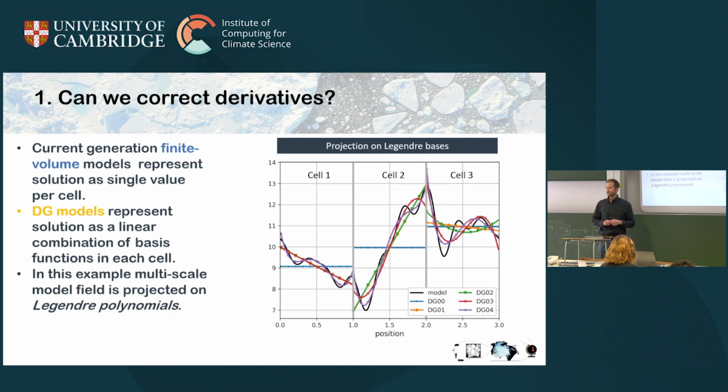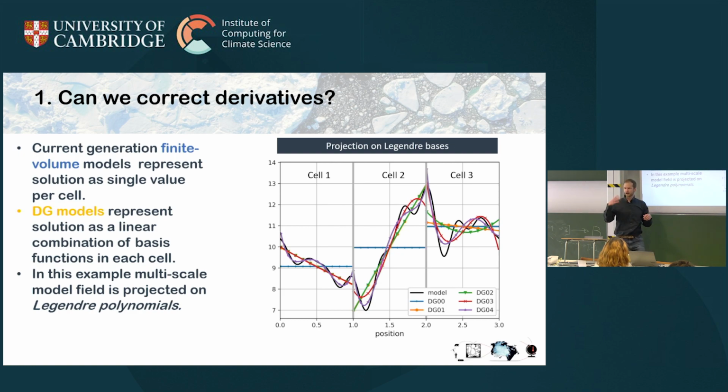Now, one of the novel features of this sea ice model is that it's going to use a discontinuous Galerkin numerical core, and as was already explained in the previous presentation, that means that the model solution in each grid cell is a linear combination of basis functions, in this case Legendre polynomials, and that is different from the current generation of models like finite volume models in which the solution in each grid cell is assumed to be constant.